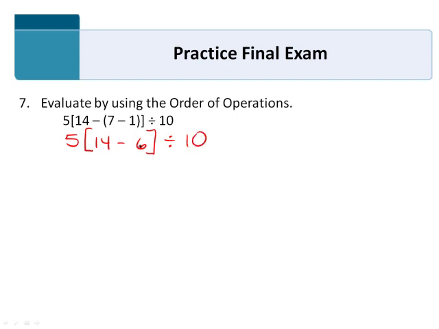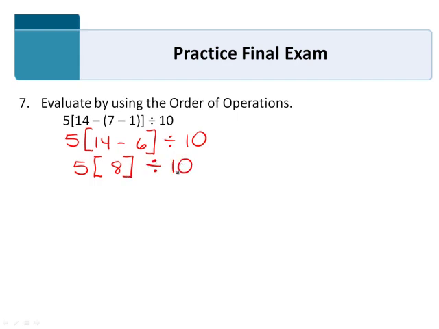So our next step is to finish the brackets. So we're going to bring down the 5. You have to keep the brackets because that's multiplication with the 5 there. So 14 minus 6 is 8. Bring that down. Divided by 10.